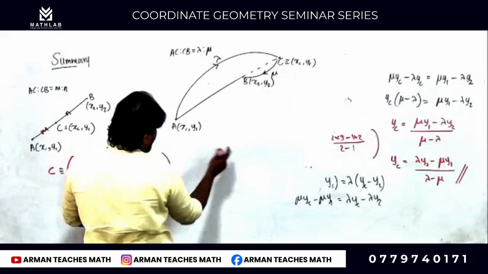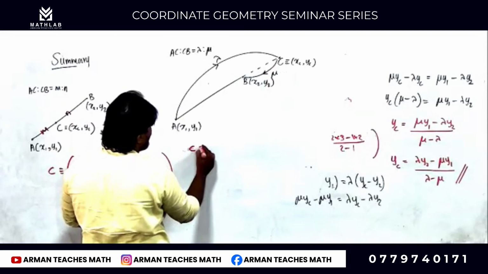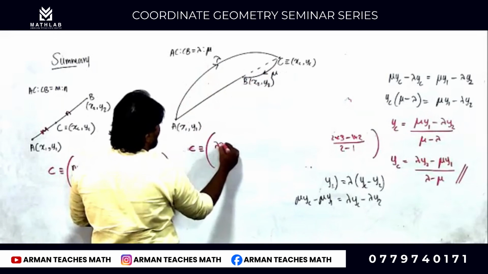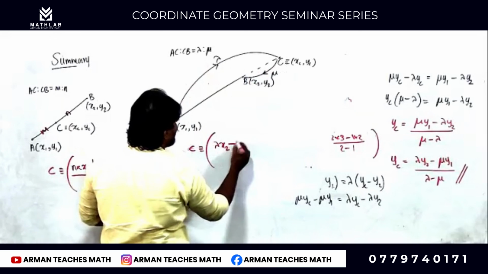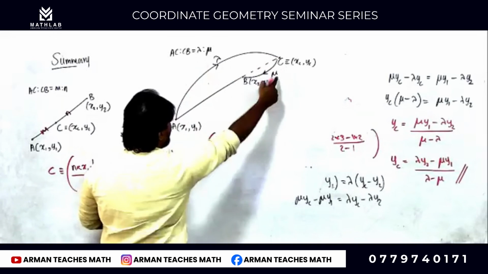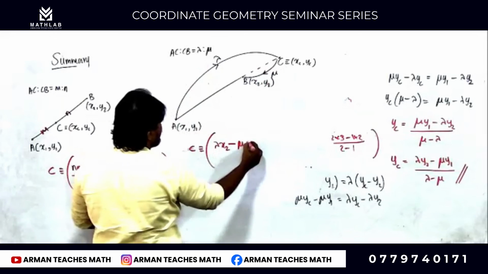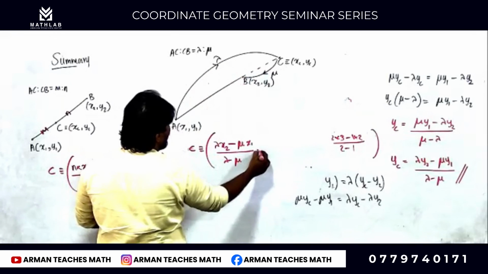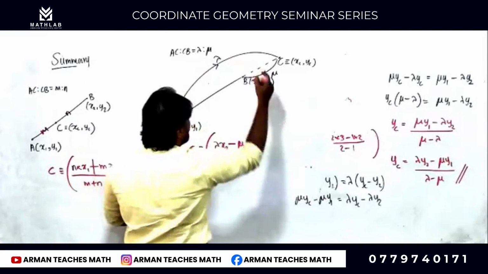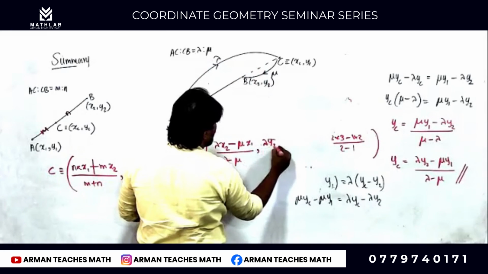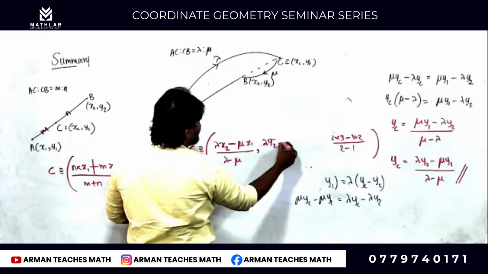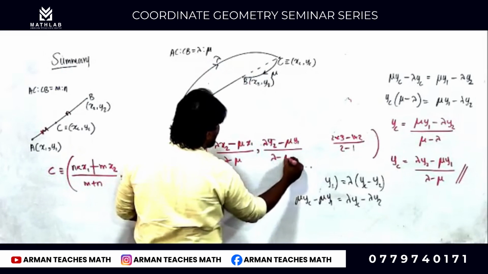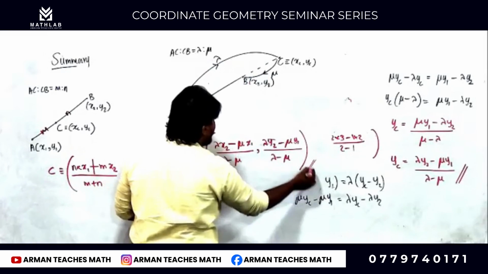How do you write the coordinates of the C point? X coordinate: lambda is on the way, pick up this, lambda x2, minus, coming back, so minus mu times this, divided by the difference of these, lambda minus mu, comma, lambda is on the way picking up this, lambda y2, coming back so minus mu times this one y1, divided by lambda minus mu. Here is the pattern for that.